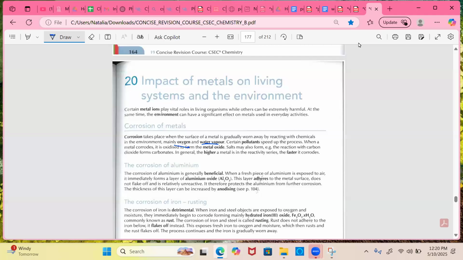So we have corrosion of aluminum and corrosion of iron. Corrosion of aluminum is called a beneficial corrosion.